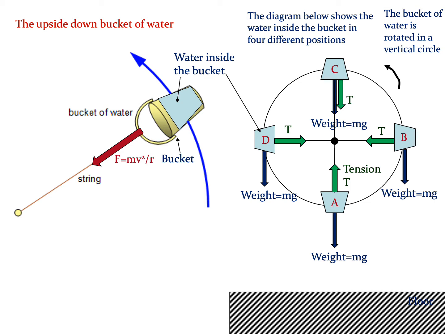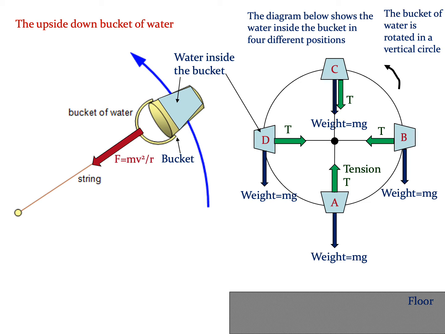Now, given that we've sorted out position B, let's swing over to position D because it's a mirror image. It's exactly the same scenario except the tension's pointing to the right towards the center of the circle. But again, the weight is not opposing the tension in any way there, so the tension T provides the entire mv squared over r force itself.